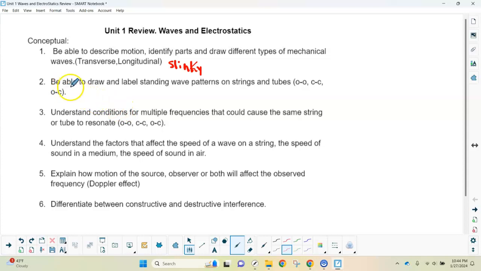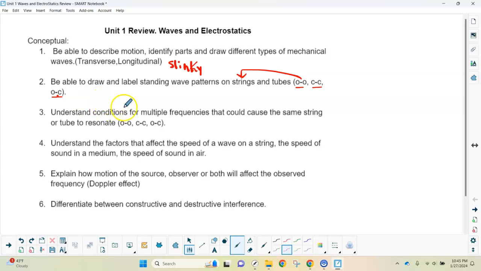You also need to know standing waves on strings and tubes or pipes. So we'll have several problems with that, but you need to know the conditions when it's an open-open or a closed-closed, which is the same as a string. So if you understand the string, that's the same as that. And the open-closed tube is the one that's a little confusing, and we'll have a practice one of those.